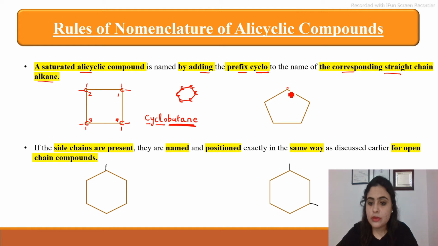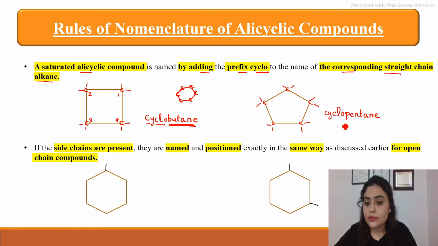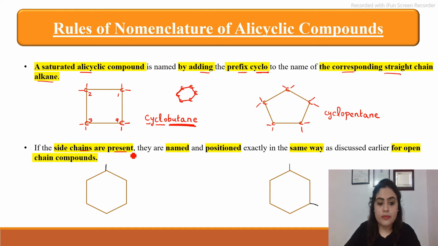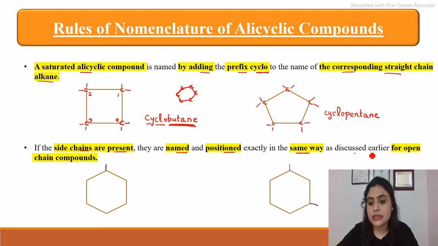Here also, at the meeting of the two lines, one carbon. So here in total we have 5 carbons, and the rest of the valencies are satisfied by hydrogen. So it is pent, it is saturated, so we will use the ane suffix, but we will add a prefix cyclo because it is a cyclic compound. If side chains are present, they are named and positioned exactly in the same way as discussed earlier for open chain compounds.